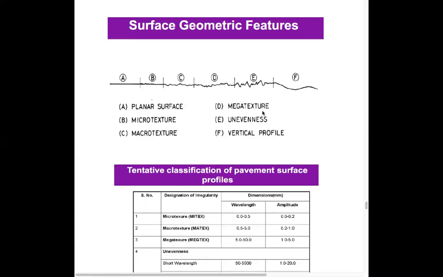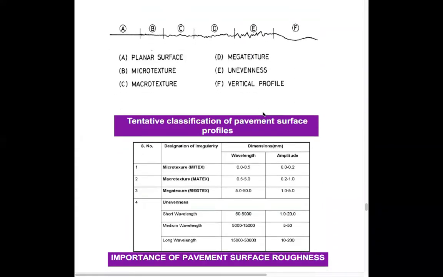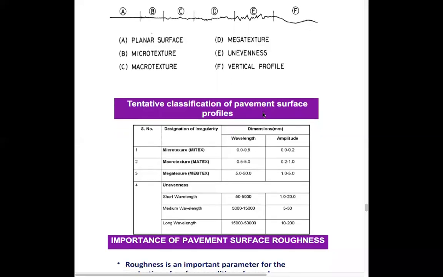Okay. So in IRC, it has been mentioned that they have classified the pavement roughness profiles with respect to wavelength and amplitude. I hope you understand what wavelength is. Amplitude is the maximum height of that particular wave. So you need not worry about parameters like micro texture and all. We are worried about the unevenness, the fourth point.